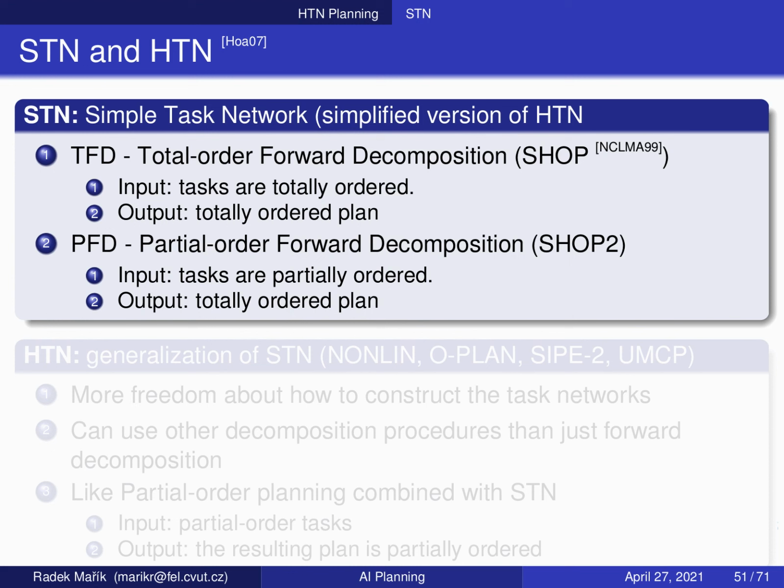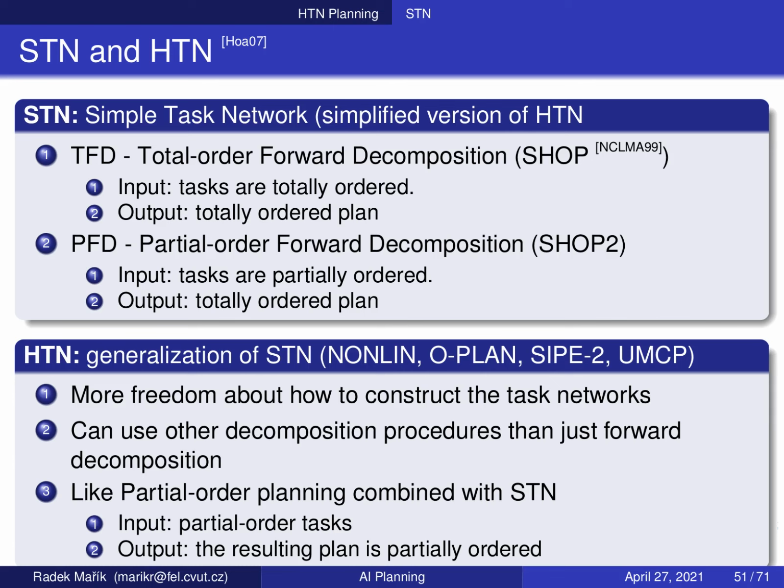So here, basically, you start to build a sequence from the left to the right, step by step, while here you create those pairs of how the tasks are partially ordered. And if you think that you have all the tasks resolved, and you are able to create the plan, then you have a totally ordered plan, let's say by linearization. HTN is even the generalization of the STN, and it was implemented in other planners like Nonlin, O-Plan, SIPE-2, UMCP, and so on. In fact, the decomposition can be a very general one.